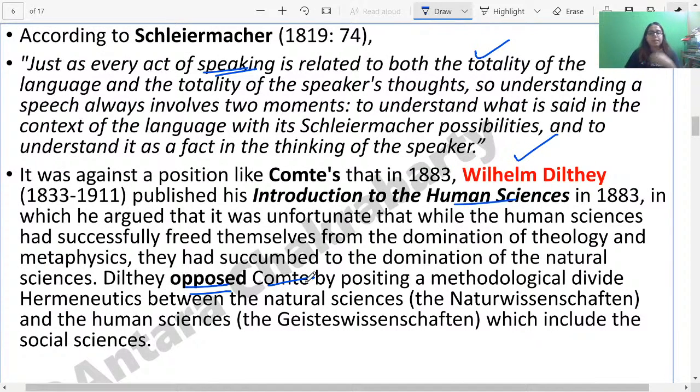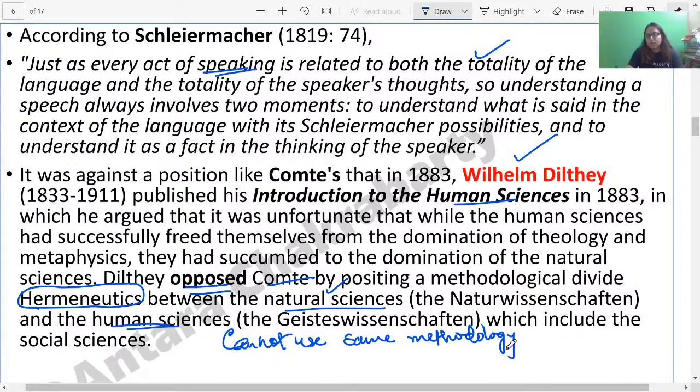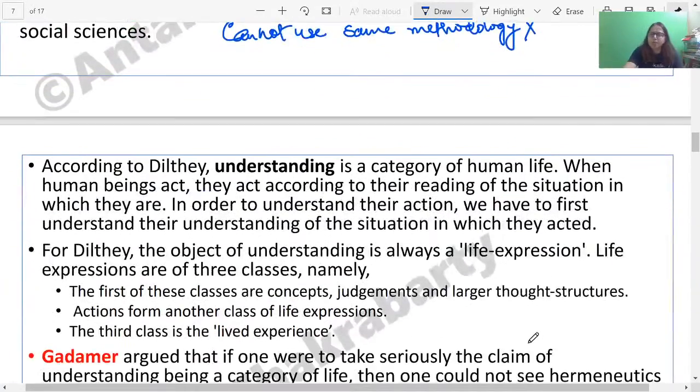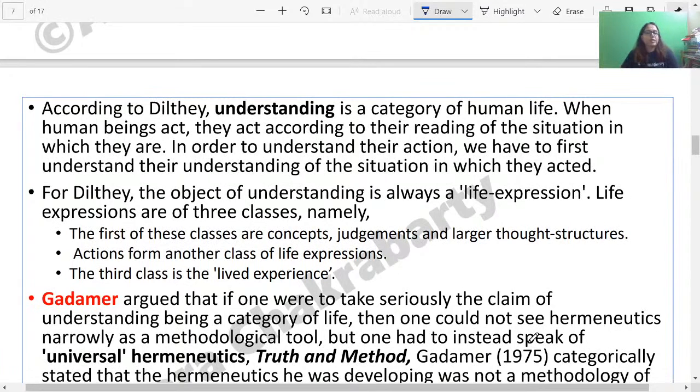So August Comte is completely creating a methodological divide and telling us in form of Dilthey, who tells कि hermeneutics एक ऐसा हमारा methodology होगा जिसमें हम natural sciences apply नहीं करेंगे. In fact, natural sciences के जितने भी तौर तरीके हैं उससे completely अलग हो जाते हैं हमारे social sciences. You cannot use same methodology to study both. Okay, दोनों को स्टडी करने के लिए आप सेम मेथोडोलॉजी नहीं यूज कर सकते क्योंकि दोनों सब्जेक्ट मैटर बिल्कुल ही अलग है. So Dilthey goes ahead and tells us कि understanding is a category of human life.